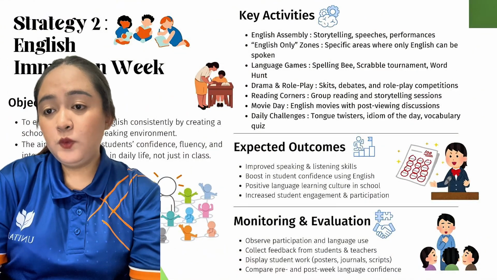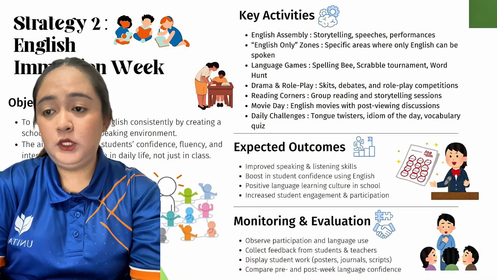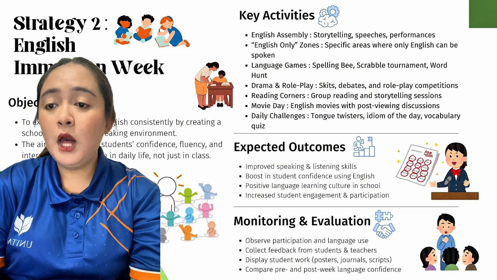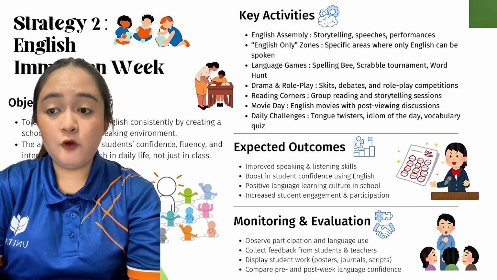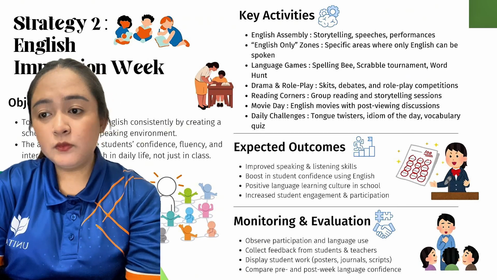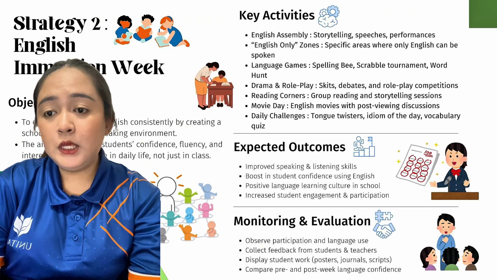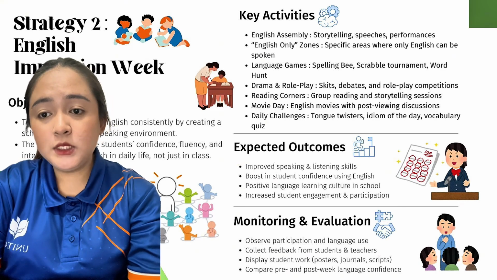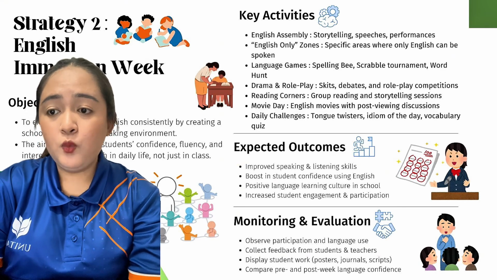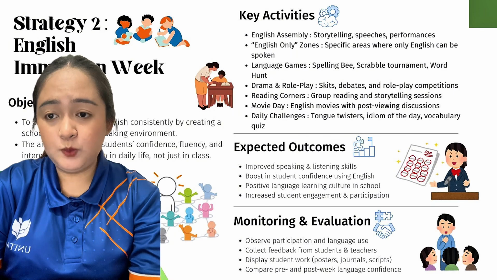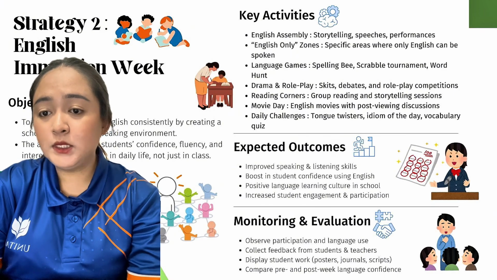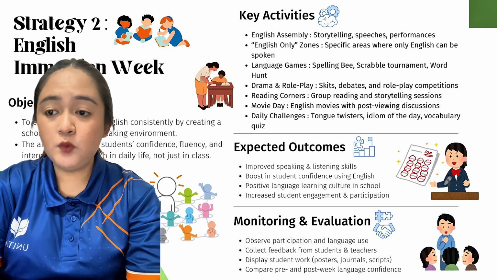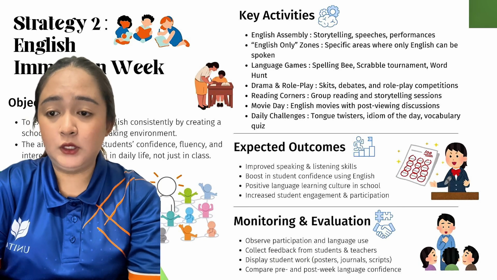To achieve this, we have outlined several key activities. First, we will have an English assembly with storytelling, speeches, and performances all in English. Next, we will implement English-only zones in specific areas of the school where only English is allowed to be spoken. Then, we will organize language games like spelling bees, word hunts, and Scrabble tournaments to make learning fun.